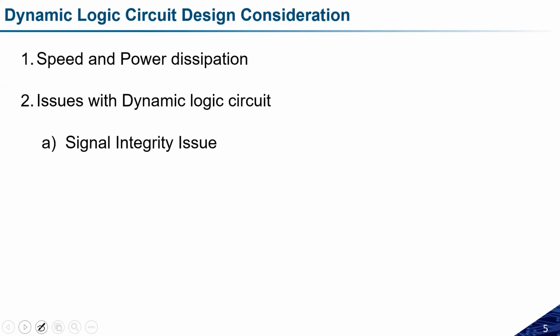We will talk about two kinds of issues. The first one will be the signal integrity issues. What are the signal integrity issues? I will tell you. And the second one, we will talk about the cascading problem. If we are cascading two dynamic circuits, what kind of problems may we face and how do we overcome them? We will also try to come up with solutions to those problems. These are the design considerations that need to be considered, especially if I'm designing dynamic logic circuits.